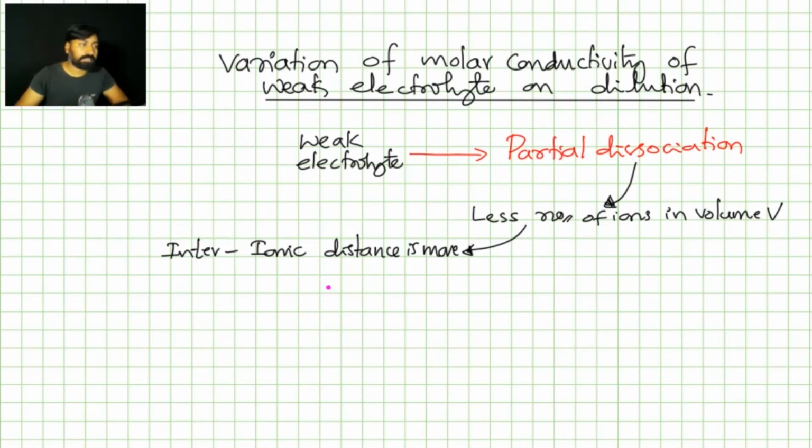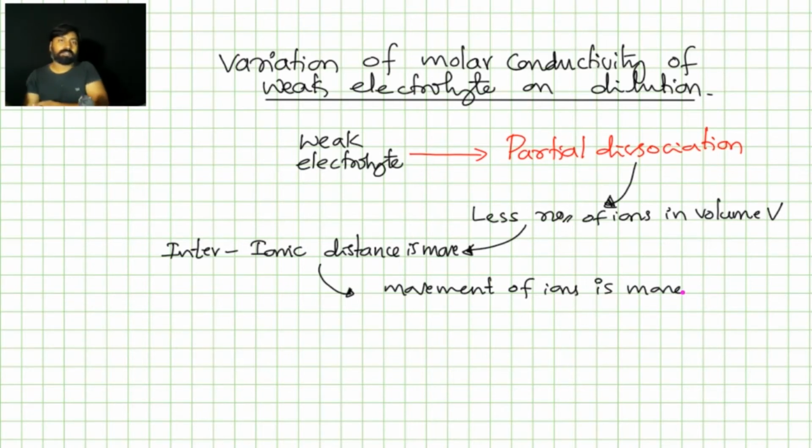Because interionic distance is more, the attraction between the ions is less, hence the molar conductivity is more. As interionic distance is more, the movement of ions is more, because the ions are free to move in any direction, or they can move in the direction of the electrode.